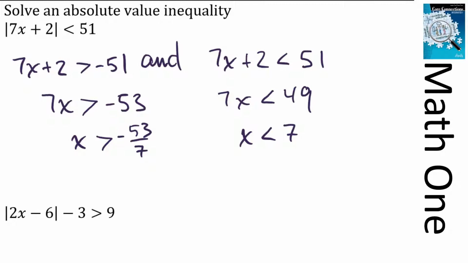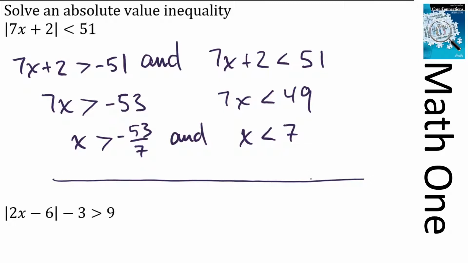Now I should be able to plot this on a number line and see where things are. Remember, these are joined with the word and, so both conditions must be true in order to have solutions to the absolute value inequality here. So if I'm looking at this way over here, I could say this is the number positive 7, and my values are strictly less than that. And if I move way over here, negative 53 sevenths, that's like negative 7 and 4 sevenths, so close to negative 7.5. So here's negative 7, here's negative 8, so somewhere in here is that boundary.